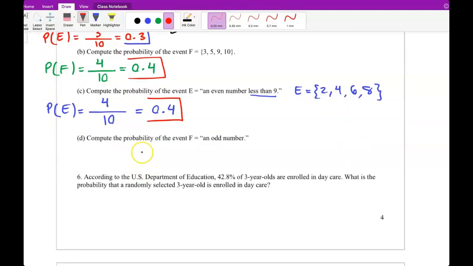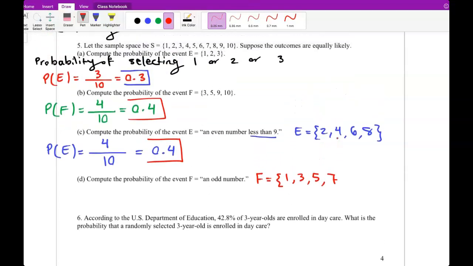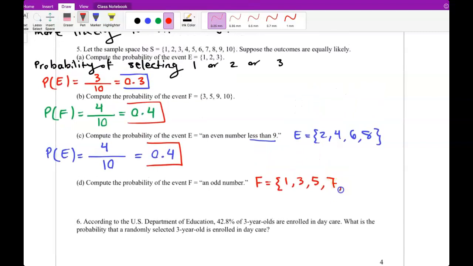Now part D, compute the probability of the event F, and here it is odd. So we have odd numbers. It's 1, 3, 5, 7, 9. We stop here because our sample space is up to 10. I don't have 11 or 13 after that, so I'm not able to continue. So we should stop here.